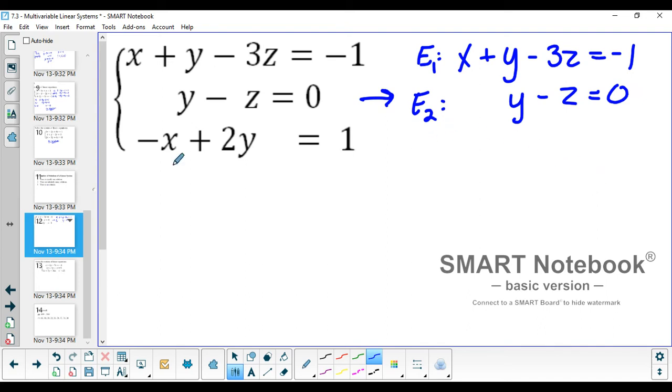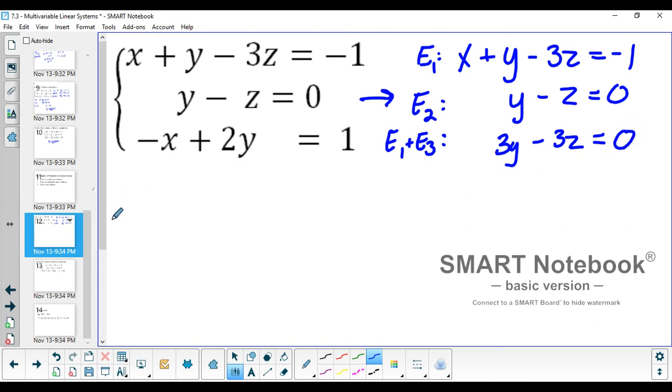Now I want this to be a 0. So I have a +1 here and a -1 here, so I can just add those. So e1 plus e3. So 1 plus -1 gives me the 0 that I want. Y plus 2y gives me 3y. -3z plus 0 is -3z. And -1 plus 1 is 0.